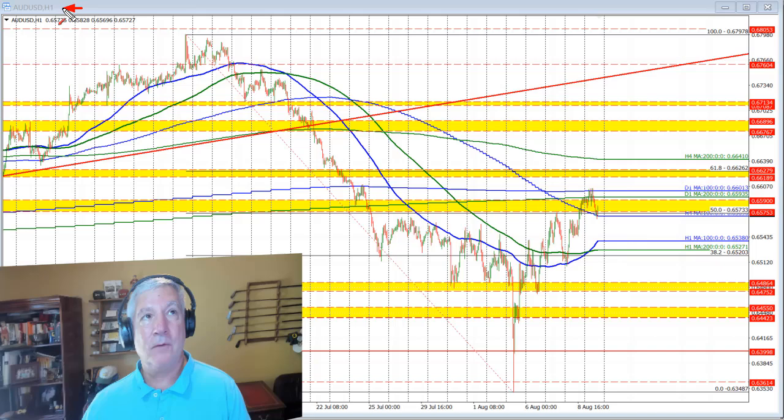This is the Forex Quick Look. I'm going to take a look at the Aussie versus US dollar. Today's date is August 9th, 2024. Let's get started. I'll focus on the hourly chart.